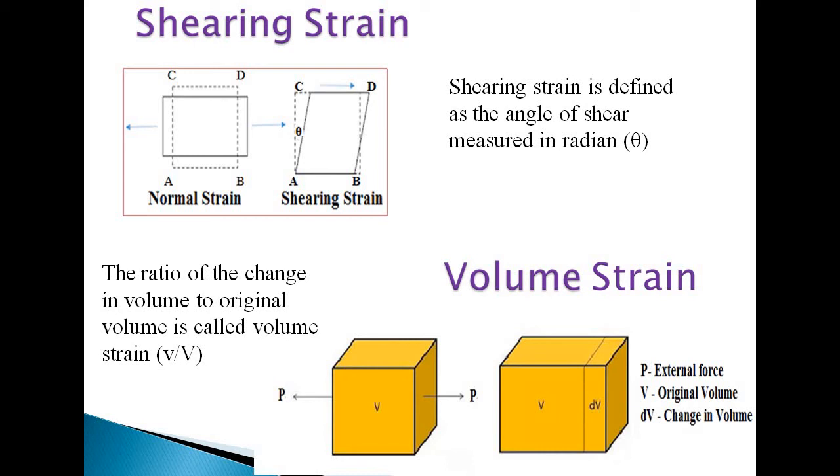Next one, volume strain. The ratio of change in volume to original volume is called volume strain. That is small v by capital V. This is V. The force is applied due to the stress. dV is the change in volume.